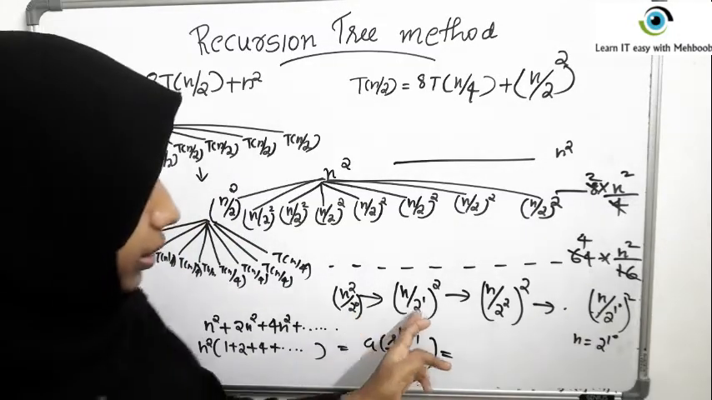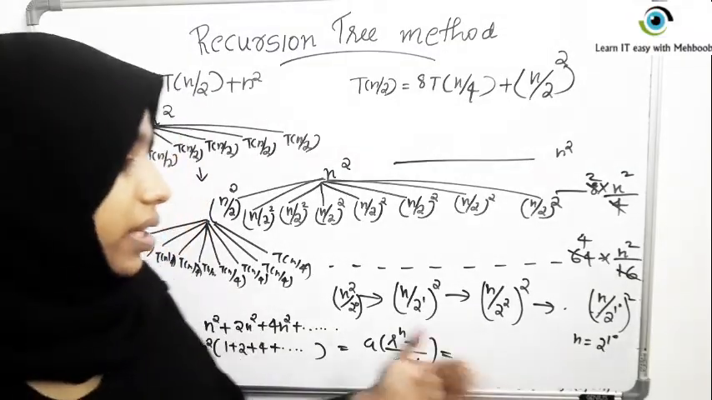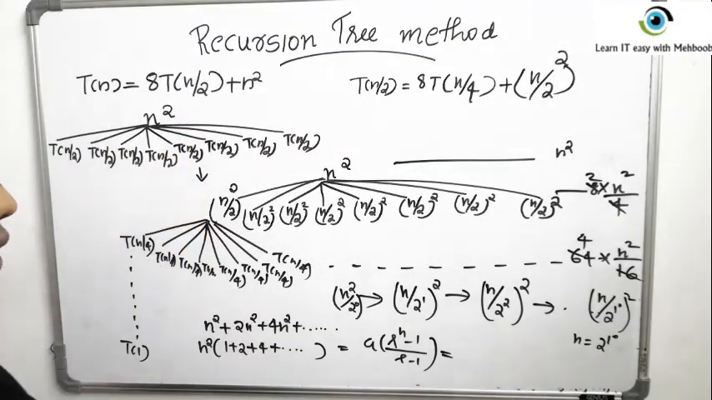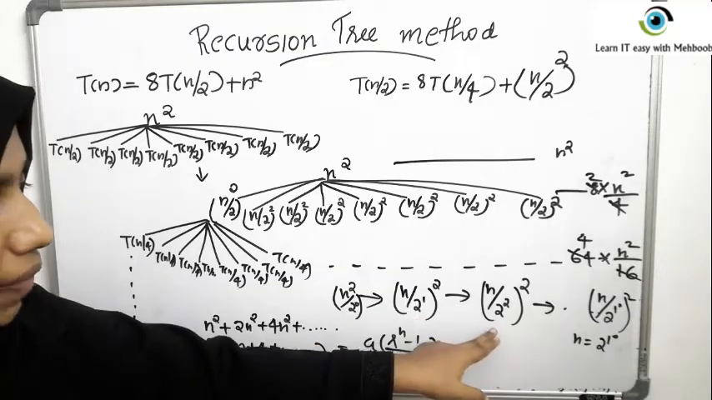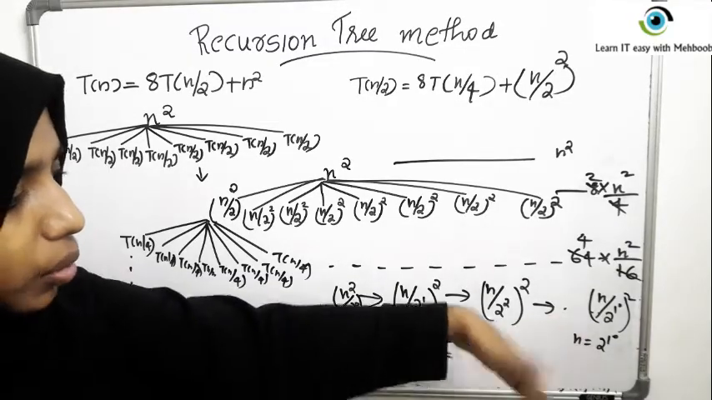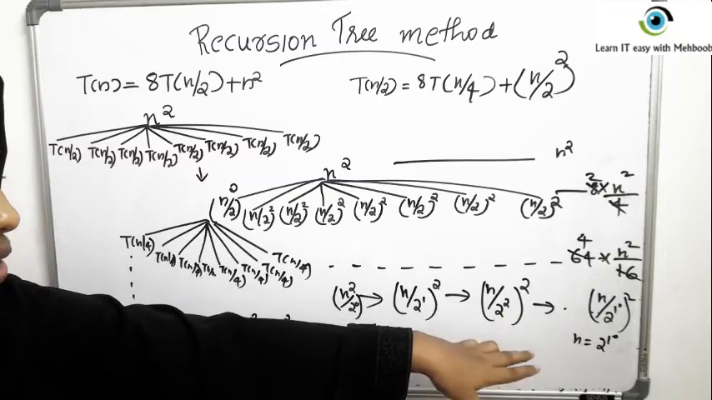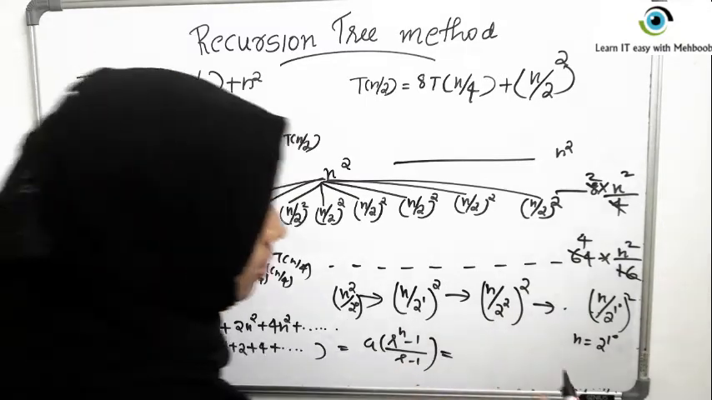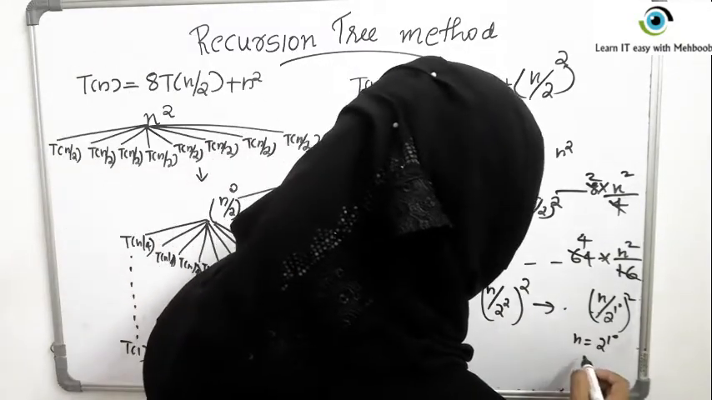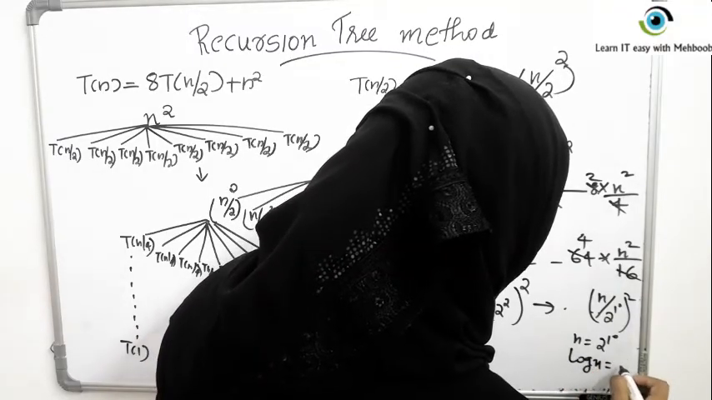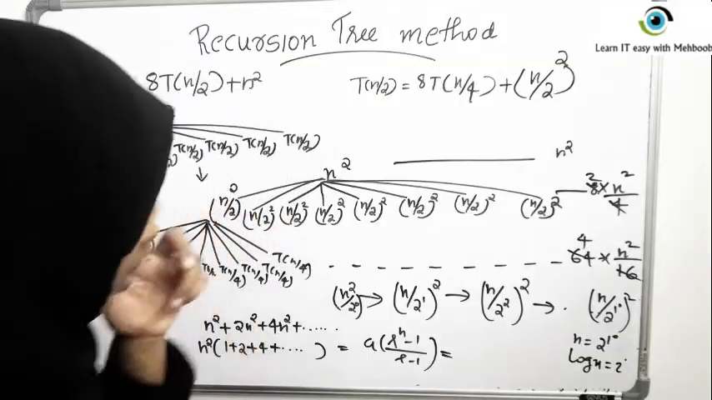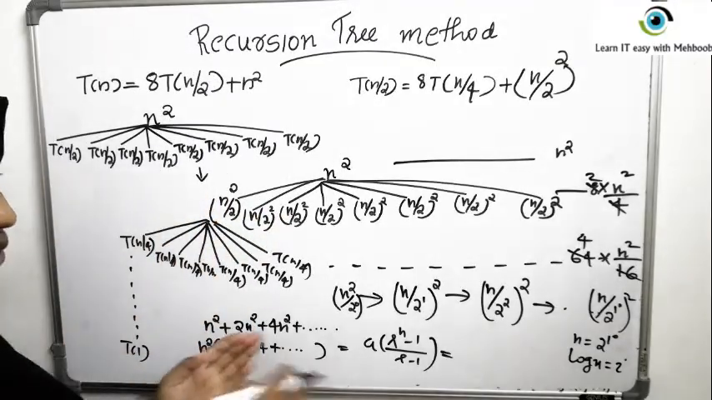So this is the clue to the total number of terms. That is, how does the tree converge to t of 1. So initially it was 2 raised to 0, then it was 2 raised to 1, then it is 2 raised to 2, and it goes on till some 2 raised to i becomes equal to n. As we have done in many of the previous examples, you have to take log on both sides. So log n is equal to i.